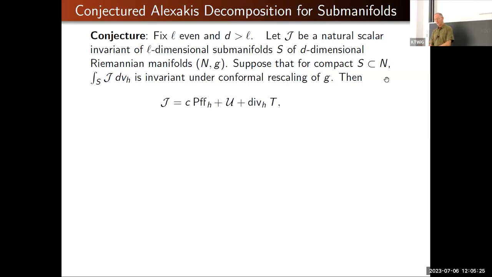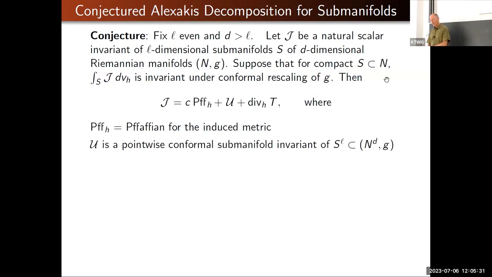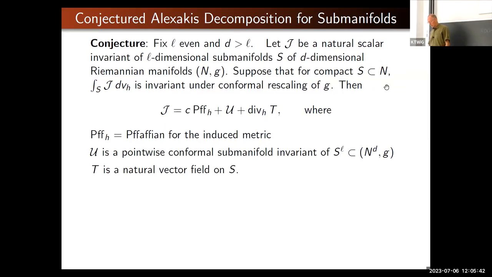Then it's supposed to be a linear combination of the same kinds of three terms: the Pfaffian of the induced metric on the submanifold, a pointwise conformal submanifold invariant, like this one. This is a pointwise conformal submanifold invariant, and a natural vector field.